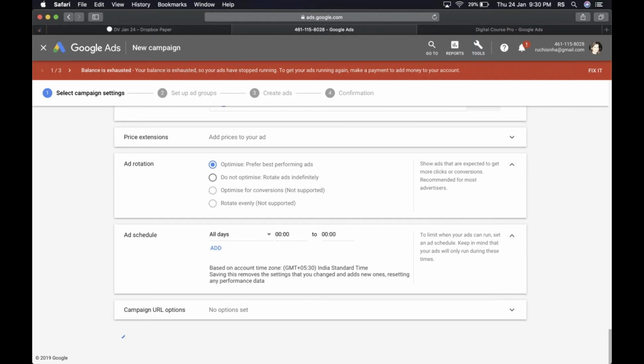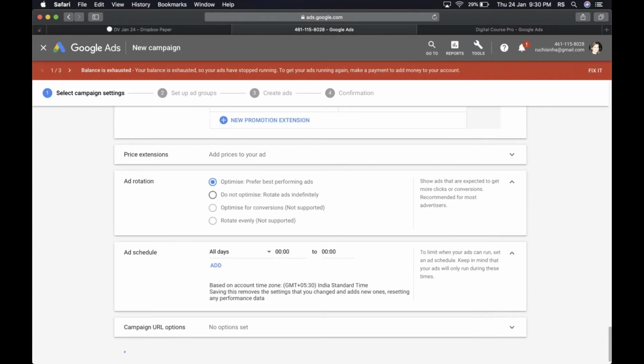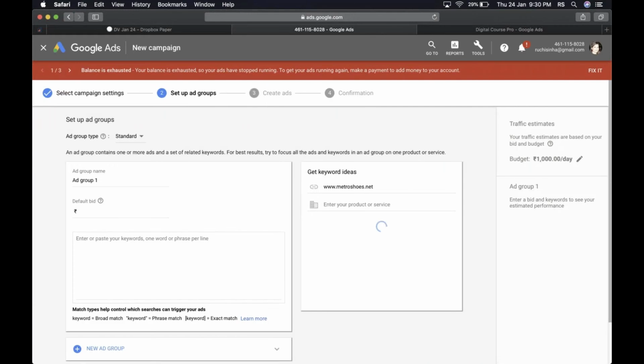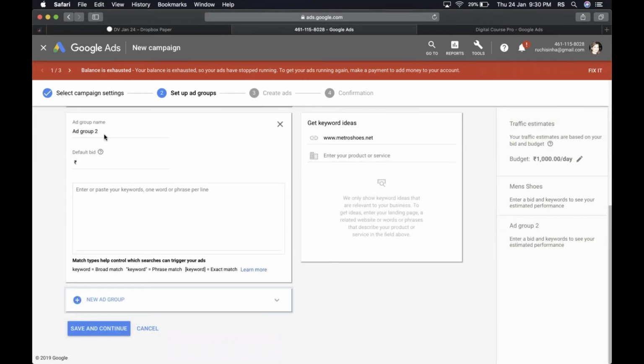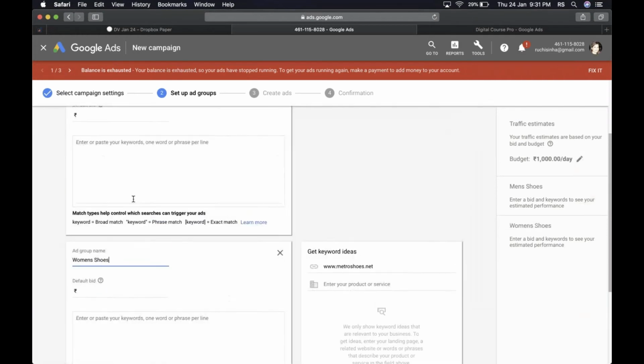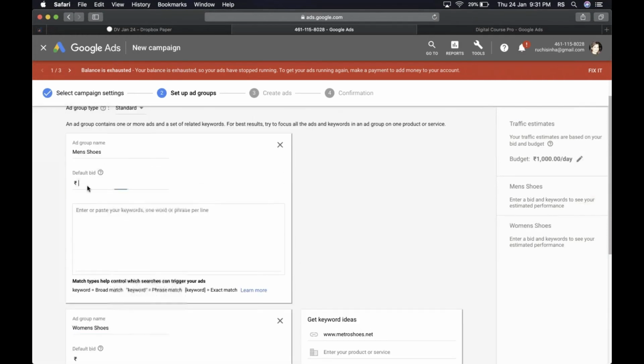Save and continue. So what I've done is I have chosen the campaign level settings. Now I am going to create ad groups within this campaign. I'll create two simple ad groups today. Within the shoes campaign, I will put in one ad group for men's shoes, and I'll create a second ad group for women's shoes. Right? Simple structure.